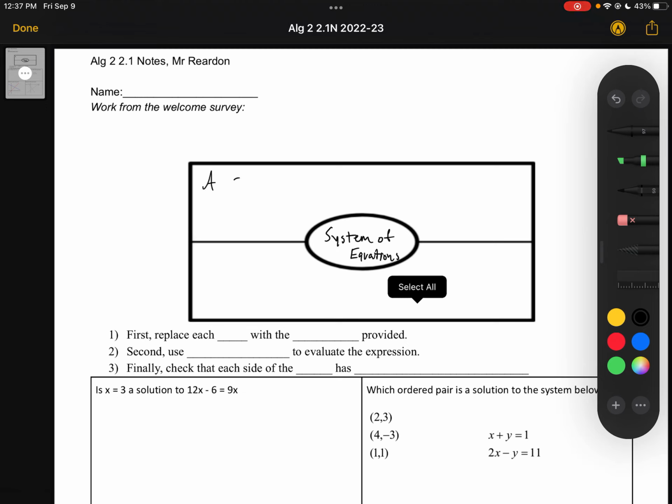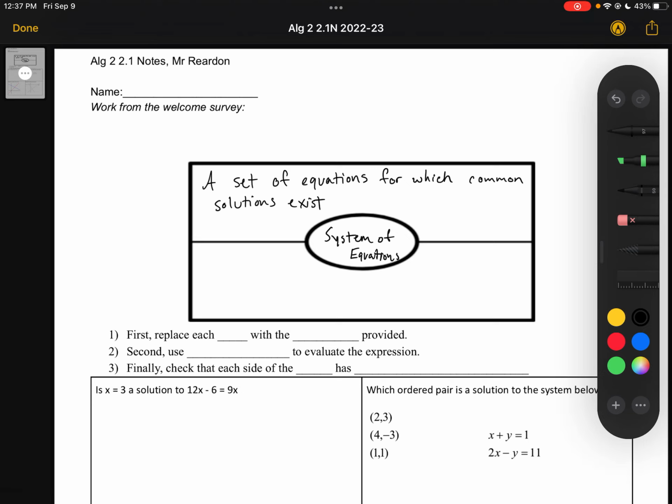And this is a set of equations. So multiple equations, could be many of them, there's no limit to it, for which common solutions exist. So common solutions means that both equations have the same solution. So that's kind of the idea here of what we're looking at.